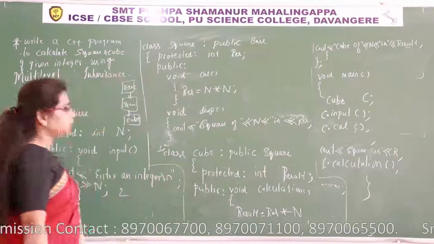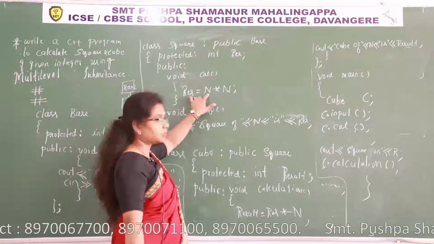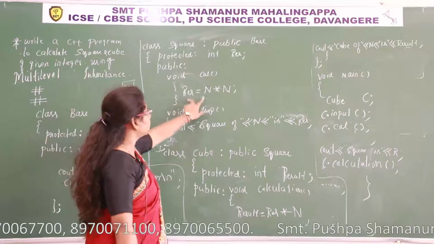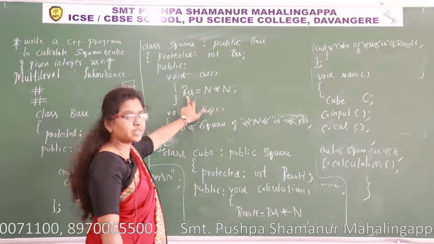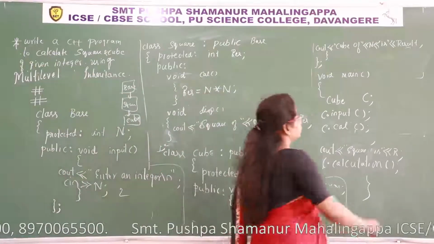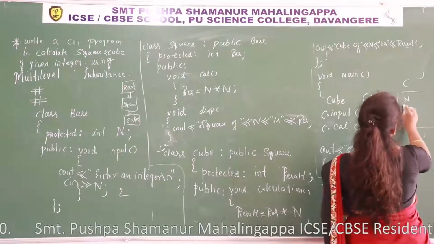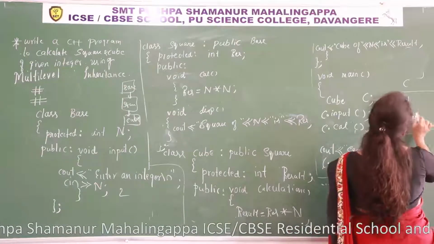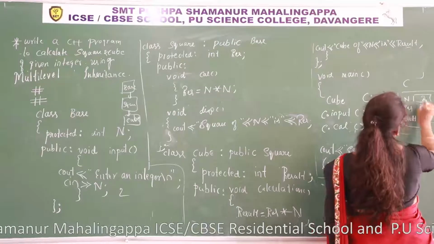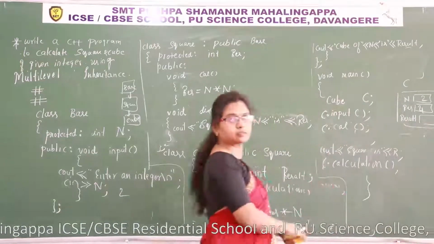Now the cal function will be invoked. res is equal to n into n. So n star n, what is the value of n? 2, so 2 star 2 is 4. 4 will be stored in res already. Then the result: what is there in n? 2 is there. res is now 4. The result is not yet calculated.